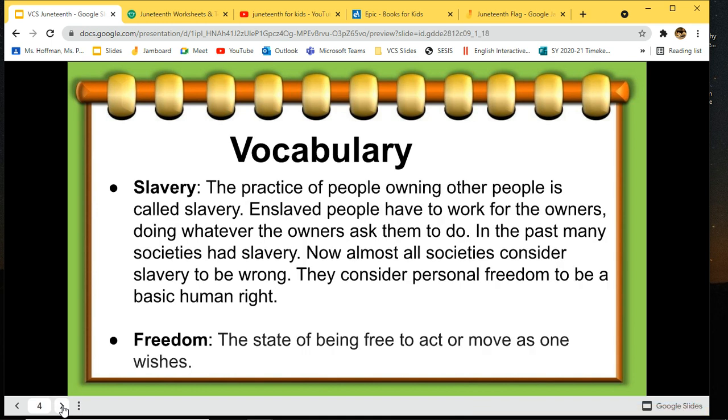Vocabulary. Slavery. The practice of people owning other people is called slavery. Enslaved people have to work for the owners, doing whatever the owners ask them to do. In the past, many societies had slavery. Now, almost all societies consider slavery to be wrong. They consider personal freedom to be a human basic right. Freedom: the state of being free to act or move as one wishes.